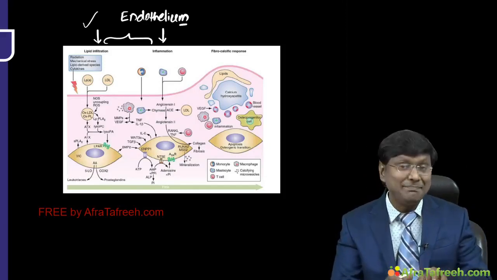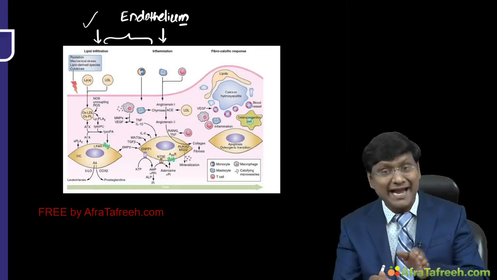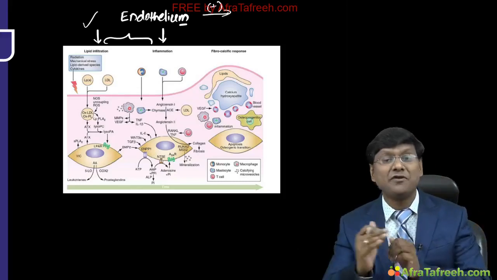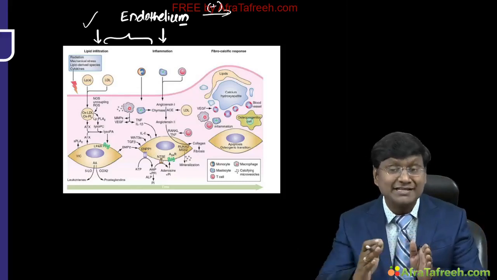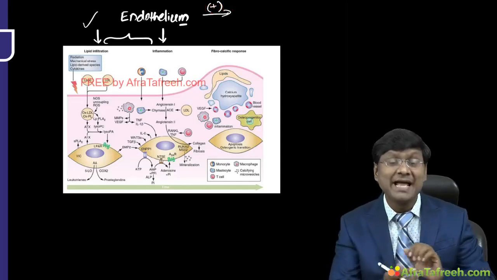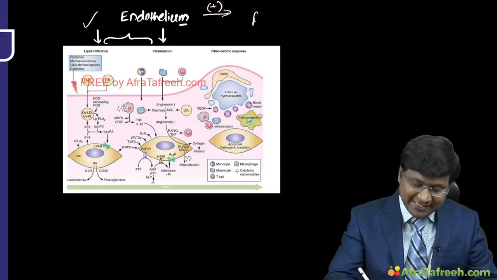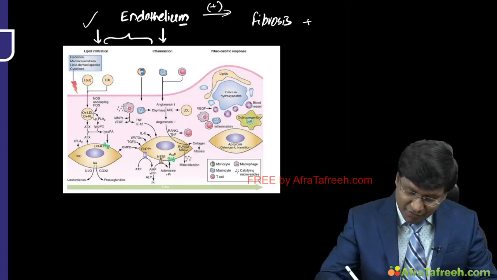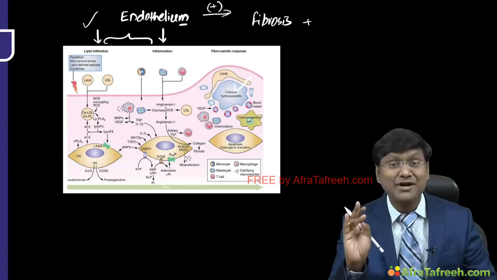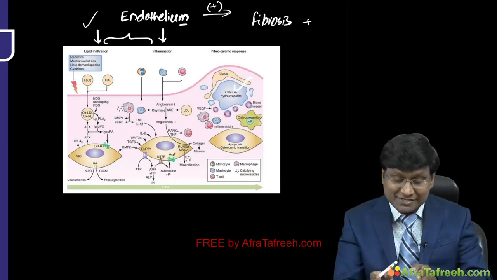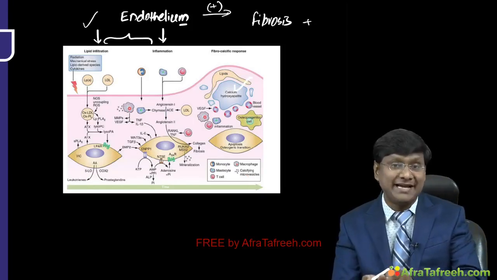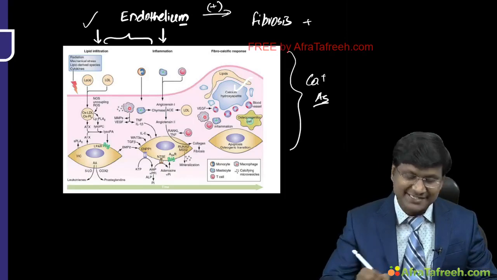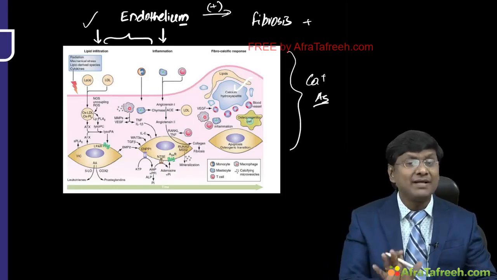Now, once there is lipid accumulation or lipid infiltration as well as inflammation, that will initiate the cascade of events, the sequence of events. This sequence includes fibrosis and accumulation of calcium hydroxyapatite. This fibrosis and calcium hydroxyapatite are responsible for calcific aortic stenosis. So this is in brief about the pathogenesis.